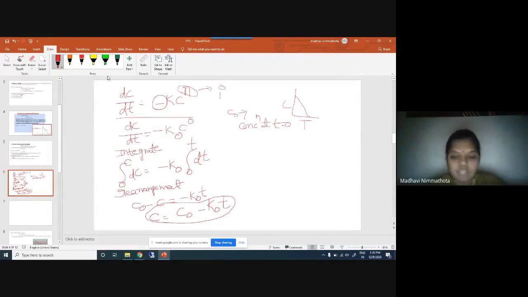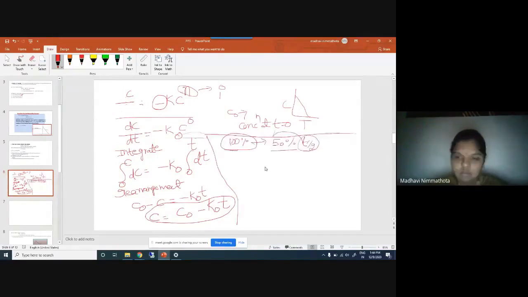Then you need to calculate the zero order half-life. Next one is zero order half-life: the time required for 50% of the drug to be degraded. Then t will be t half, and C equals C0 by 2.